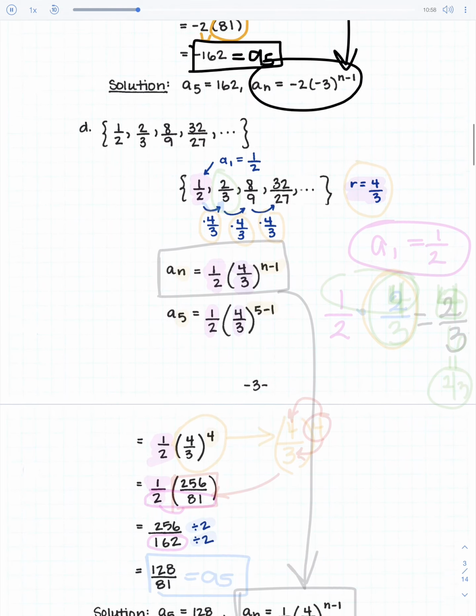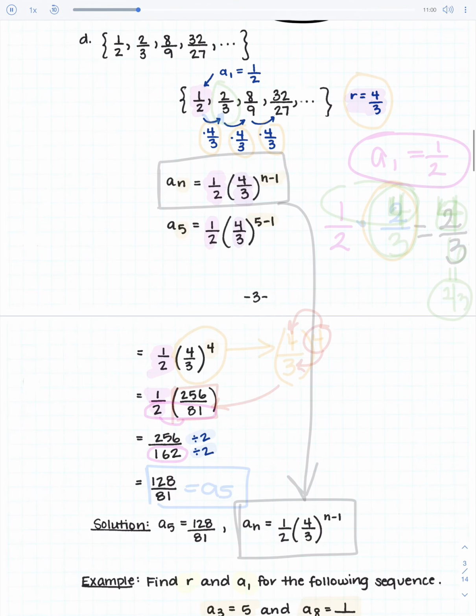Let's take a look at D. In D, again, they list out our sequence with our numbers. So we know that the first term in our sequence, whatever's first in our list, is the 1/2. That's going to be our a1. Our a sub 1 is 1/2. That is our first term. Now, how are you getting from the 1/2 in the first term to a 2/3 in the second term? Well, let's see. We've got our first term of 1/2. What am I multiplying by?